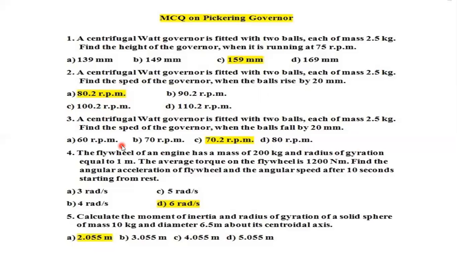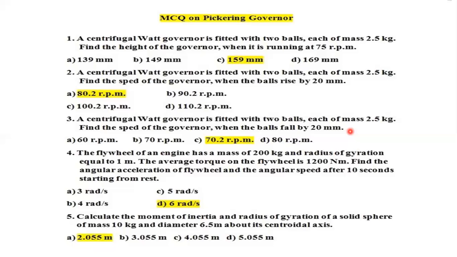In the next question, same thing, but the only difference is the balls fall. Since if the balls rise the height gets reduced, if the ball falls the height will get increased. So instead of subtracting, you have to add. Here also data is missing, so speed will be 75 rpm. For that you will be getting a height of 159 mm. Since the ball has fallen, automatically there will be an increase in height. So 159 plus 20, you'll be getting approximately 179 mm. So it's 0.179 meter, right?